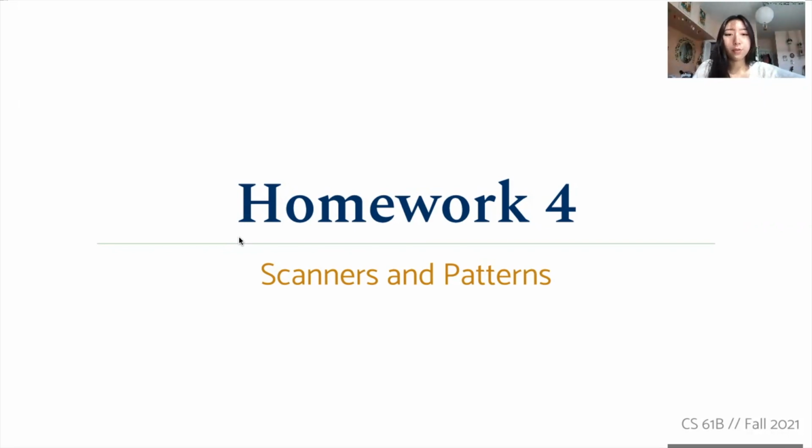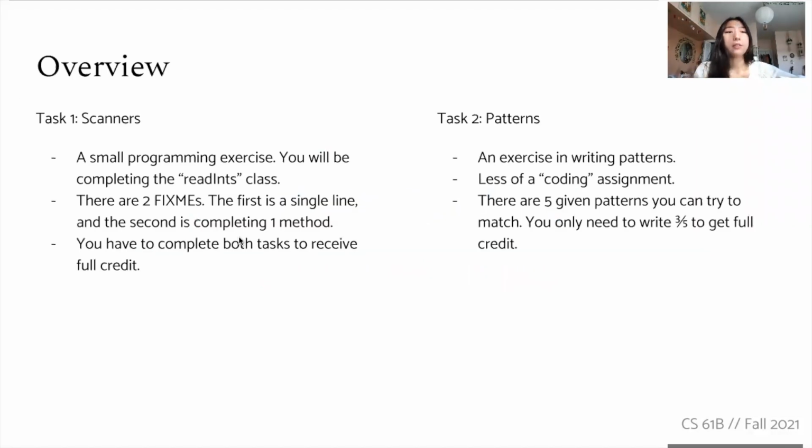So just an overview. In homework 4, there are 2 tasks. The first one we're going to be talking about is scanners. This is another class that we will introduce to you, and it's a small programming exercise. You're going to be completing the readInts class, and there are 2 fix-me's. The first is just a single line, and the second is completing one method. Hopefully this task isn't too big and doesn't take too long. You have to do both parts to receive full credit for this task.